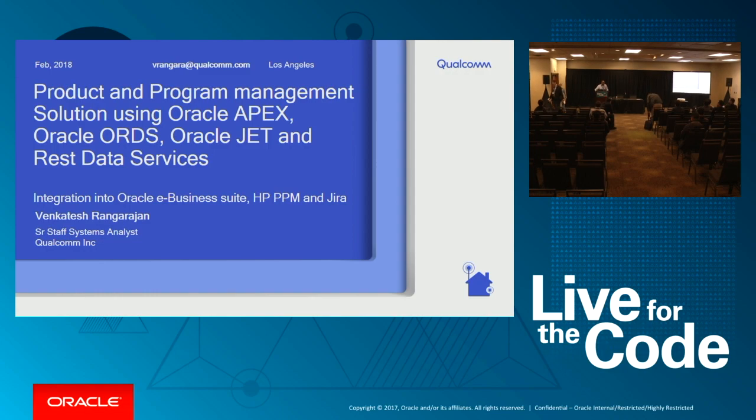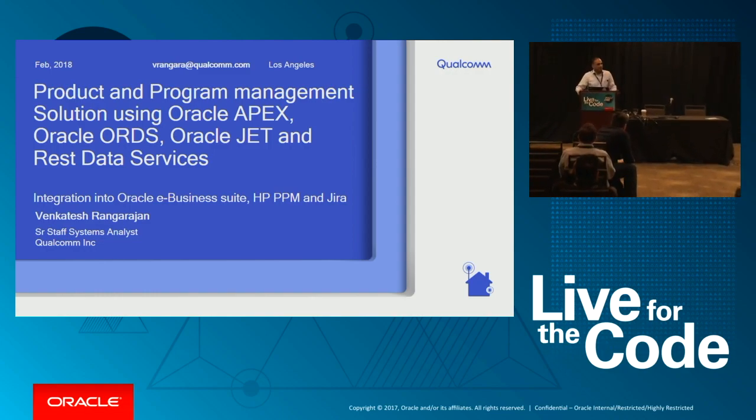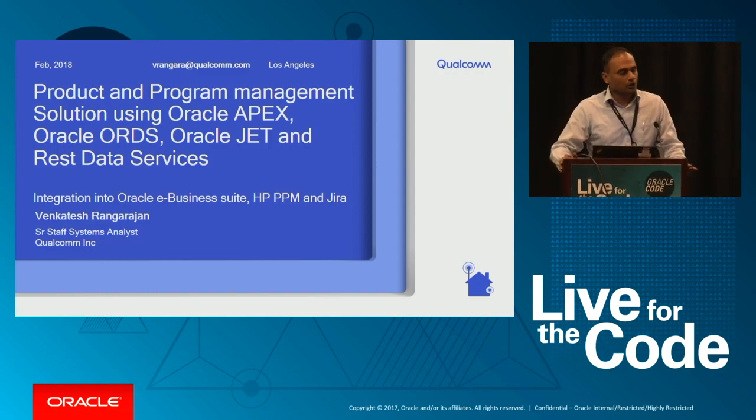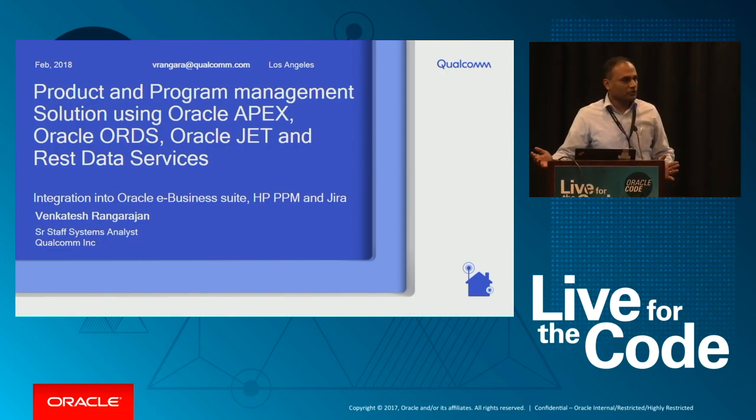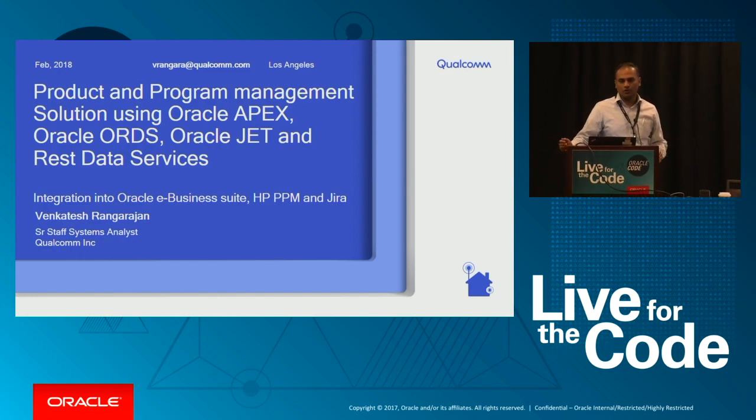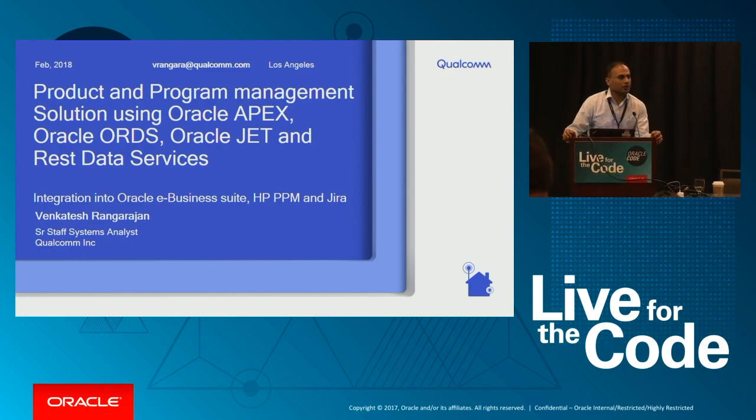Rangarajan. I'm a systems analyst. I work in San Diego. I work for a company called Qualcomm. Qualcomm basically makes the chips, 3G, 4G, CDMA, 5G chips for most of the smartphones out there. Pretty much all the smartphones out there use our technology.